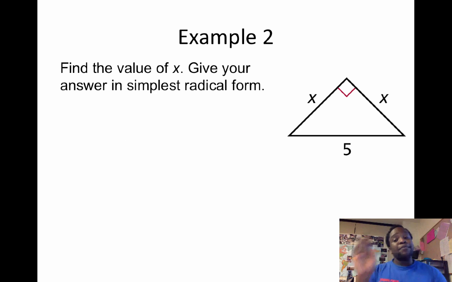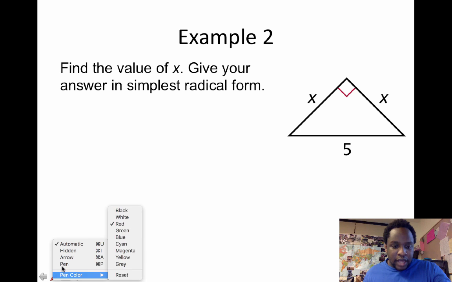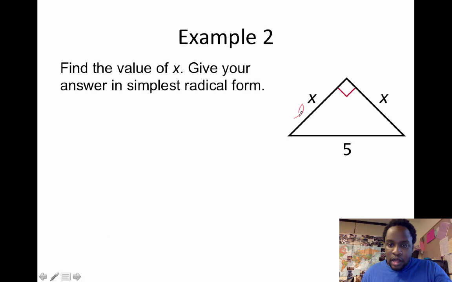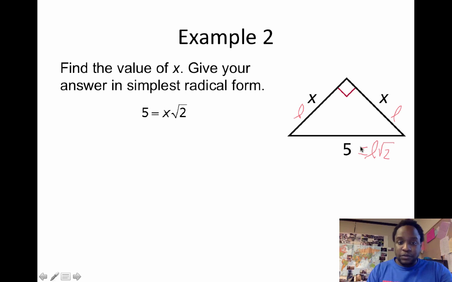Now we're given the hypotenuse is 5. So how can we figure out the value of x? If we're given that the hypotenuse is 5, how do we figure out the length of the legs? So we know that the ratio of sides is L, L, L radical 2. So basically, we need to set up the equation that 5 is equal to L radical 2, or 5 is equal to x radical 2. L or x doesn't really matter. And so when we divide by radical 2 on both sides, we get 5 over radical 2 equals x.